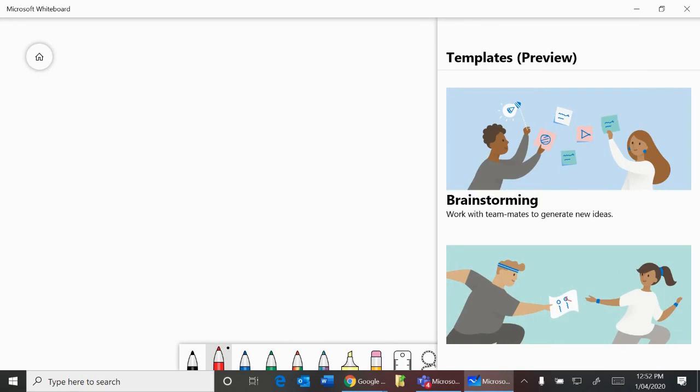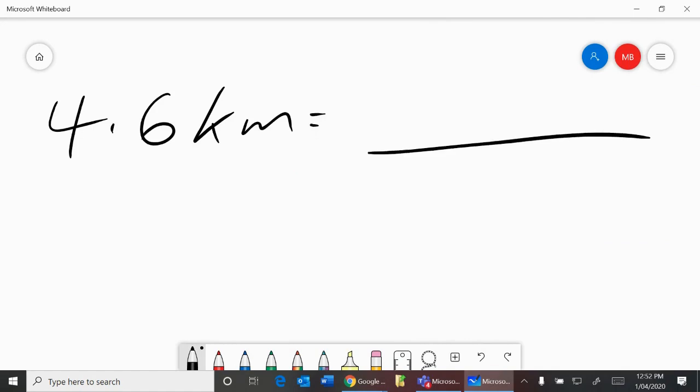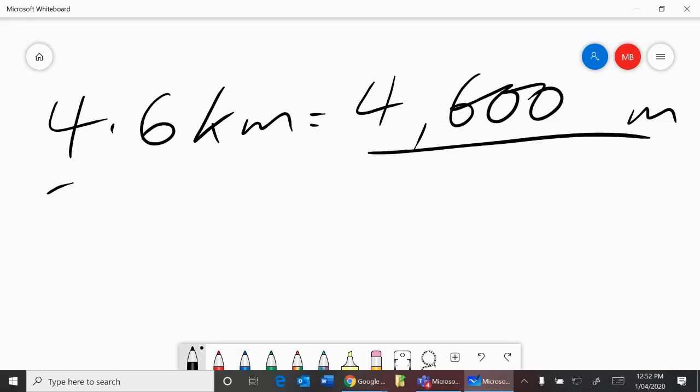Let's look at another example. What if it was 4.6 kilometres equals, right? Let me just show you the answer. It's definitely going to be 4,000 something. 4,000 in metres. I'm very sorry, I should have made that clear. It's going to be 4,600 metres, because here is 0.6 of a kilometre there.